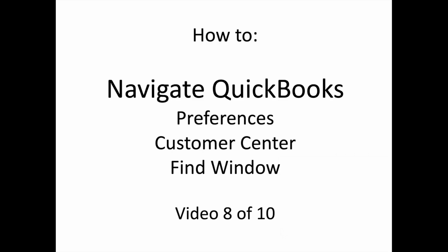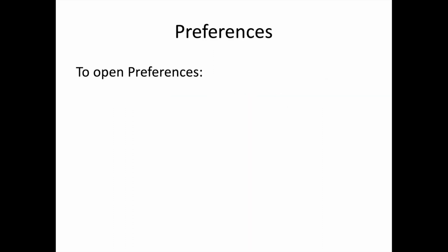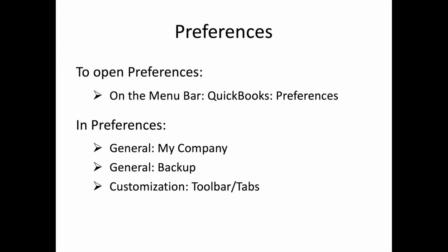In this video, we will talk about how to use and navigate QuickBooks by looking at Preferences, the Customer Center, and the Find window. Preferences is a window in which you can change certain QuickBooks settings. To open Preferences, from the menu bar, select QuickBooks, Preferences. In Preferences, we will look at My Company, Backup, and Toolbar tabs.